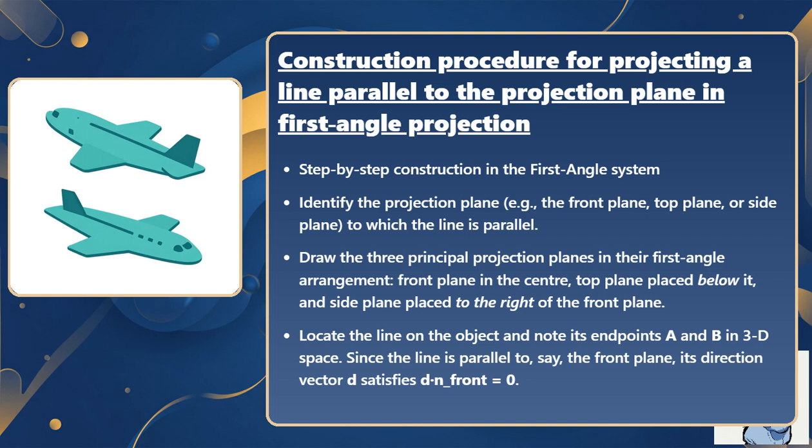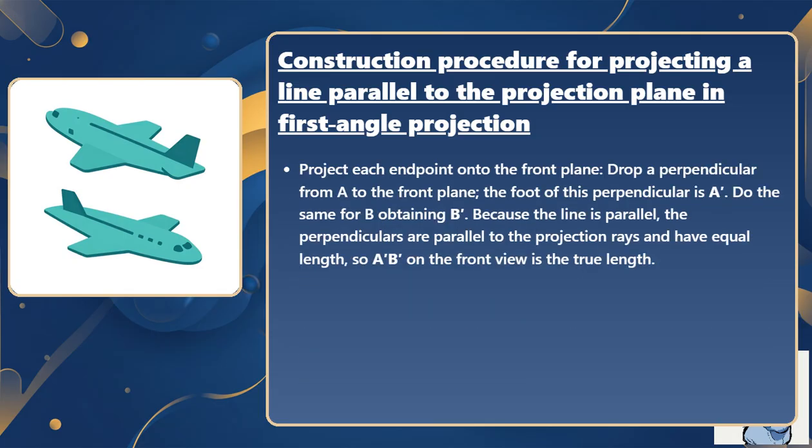Since the line is parallel to, say, the front plane, its direction vector d satisfies d·n_front equals 0. Project each endpoint onto the front plane. Drop a perpendicular from it to the front plane. The foot of this perpendicular is A prime. Do the same for B, obtaining B prime. Because the line is parallel, the perpendiculars are parallel to the projection rays and have equal length, so A prime B prime on the front view is the true length.